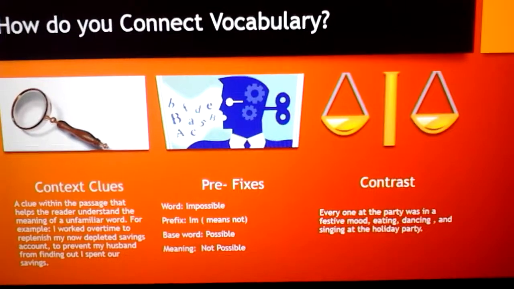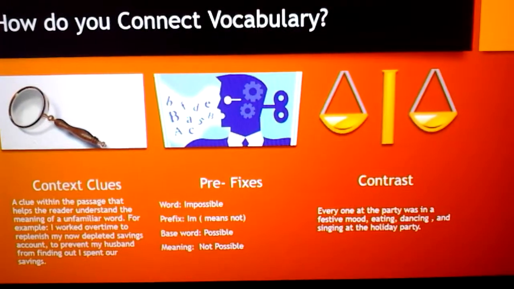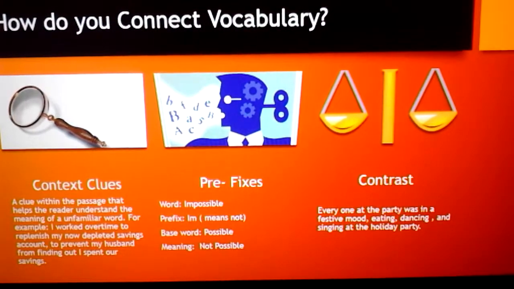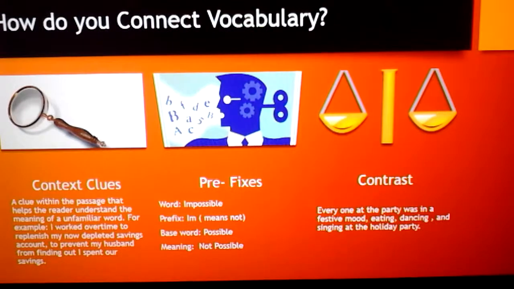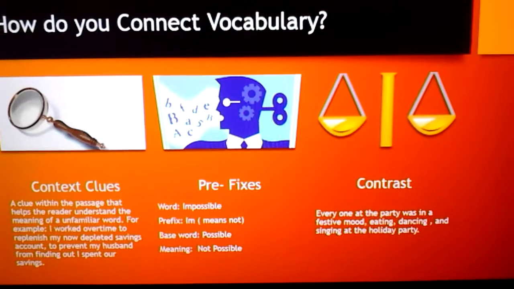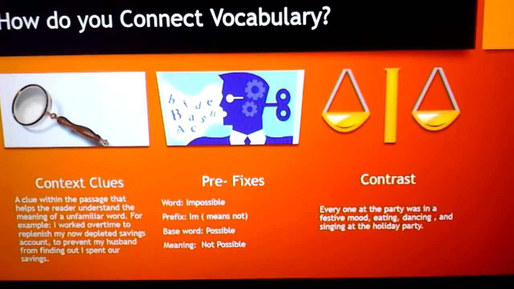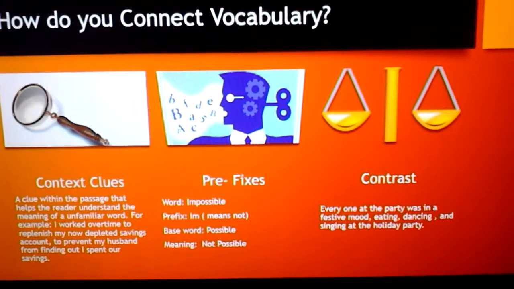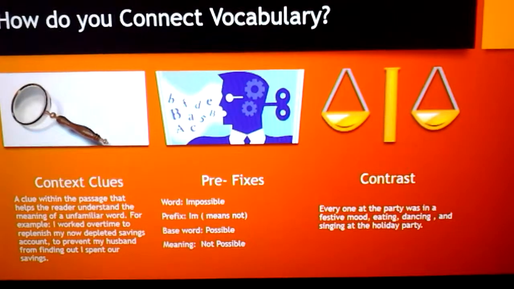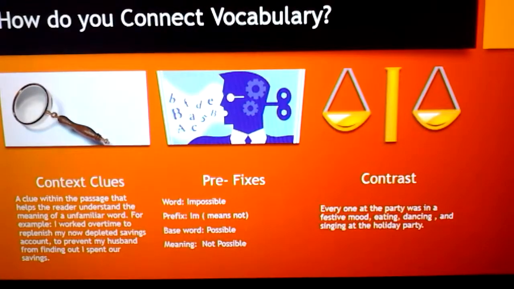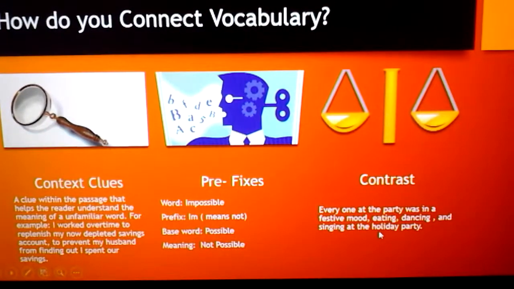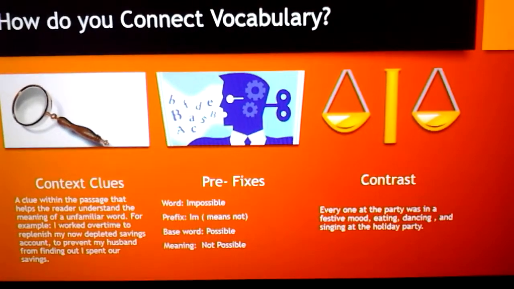In contrast. So we can look at words in contrast, which means difference, and see what the meaning of the word is. Now, everyone at the party was in a festive mood, eating, dancing, and singing at the holiday party. So here we see that everyone was in a good mood, in a festive mood. They were singing and dancing, and typically when someone is singing and dancing, they're in a good mood. So we could say the opposite of good is bad. So for the word festive, we can conclude that festive means they're in a happy mood, a good mood.